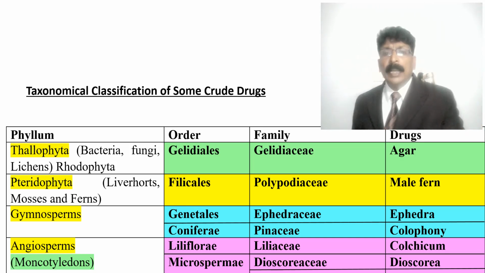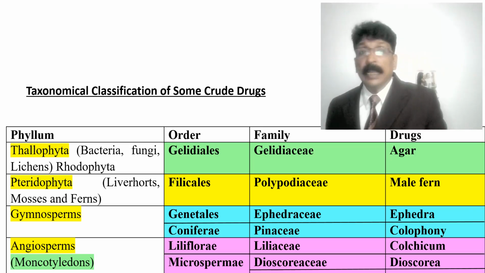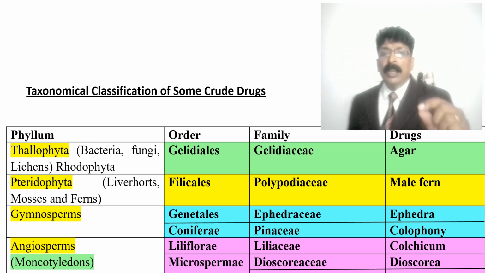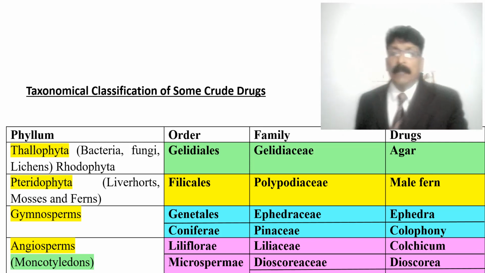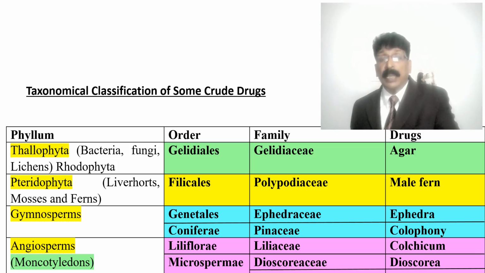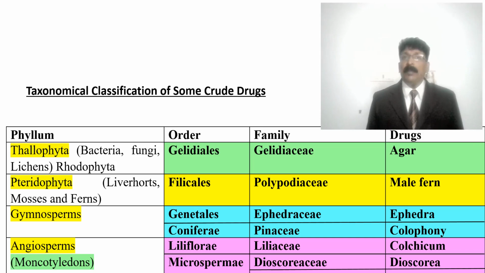You can have a family Liliaceae, example of Colchicum, and Microspermae is an order having 2 families, examples like Dioscoraceae family and example Dioscorea, and Orchidaceae family, example Vanilla.